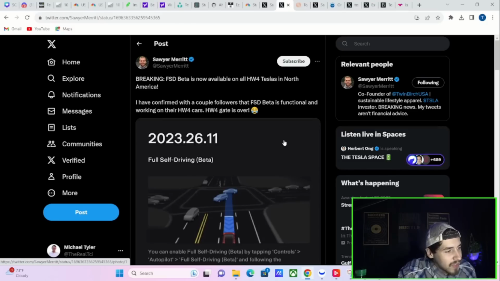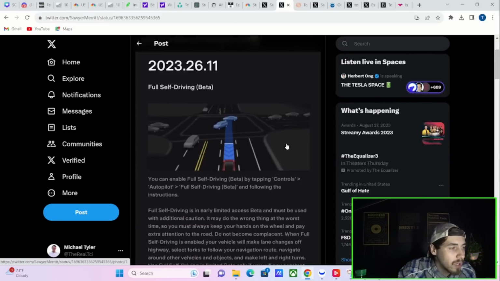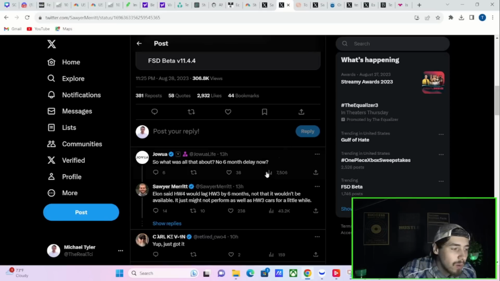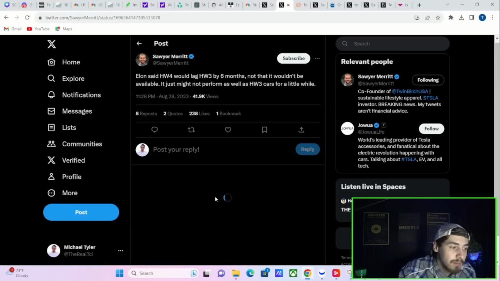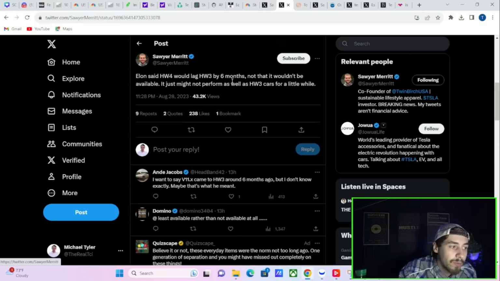Now, obviously, the good news does not stop there. FSD Beta is now available on all hardware for Teslas in North America. As Sawyer Merritt does point out, Elon Musk did not say it would not be available for Hardware 4 users, but the performance might lag what Hardware 3 was for a while, until the systems get used to Hardware 4. Not that we will not have full self-driving in Hardware 4s for 6 months. Just the performance might be a little bit different.